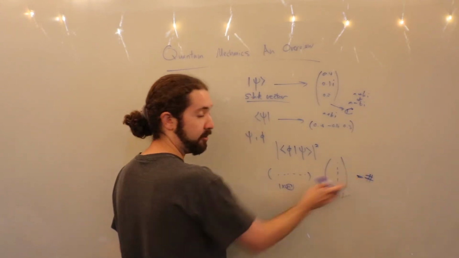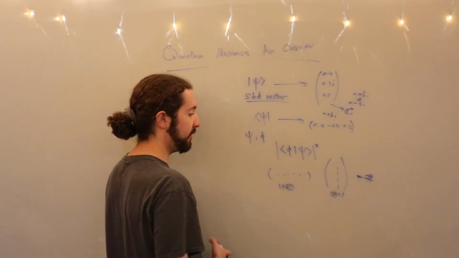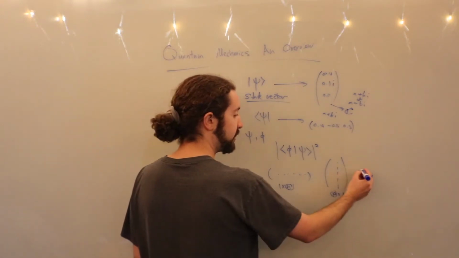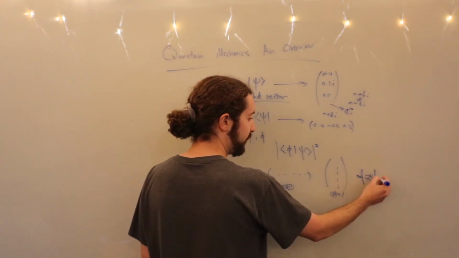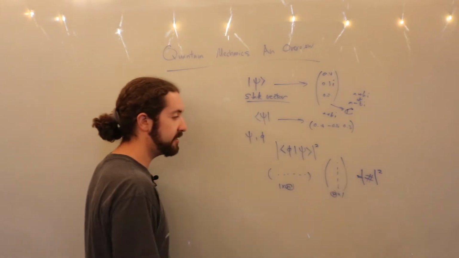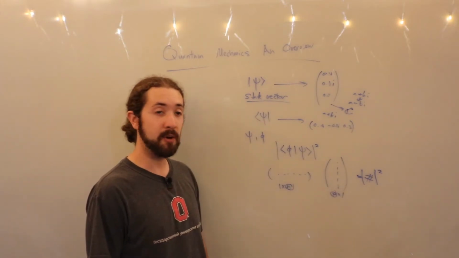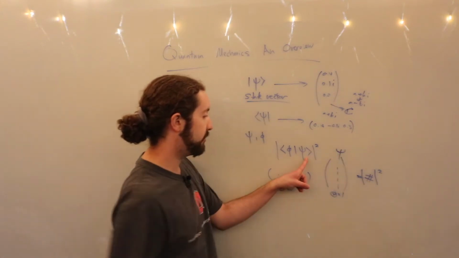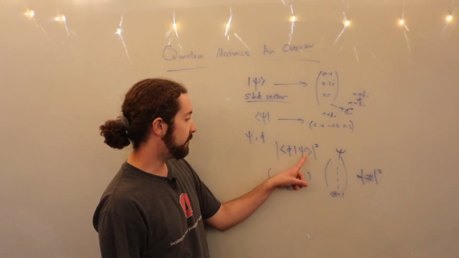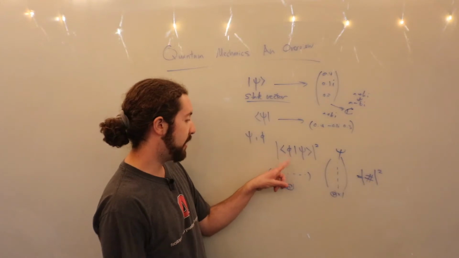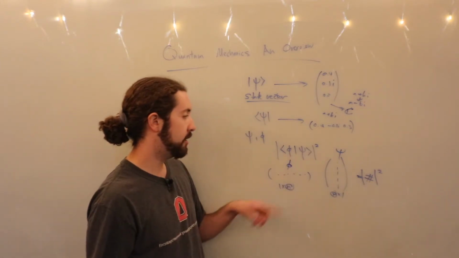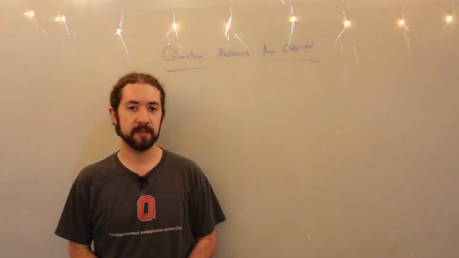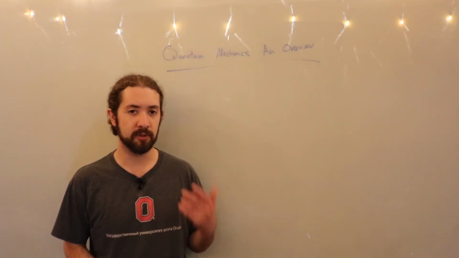In general, this is a complex number, right? It might have a non-zero imaginary part. So then we take the absolute value of this and square it, and that is a real number, which gives us the probability of our state psi, represented by this column matrix, being found later in state phi, represented by this row matrix.